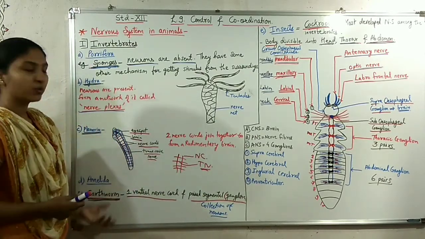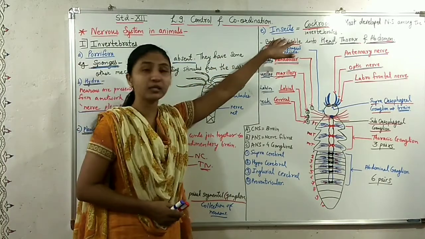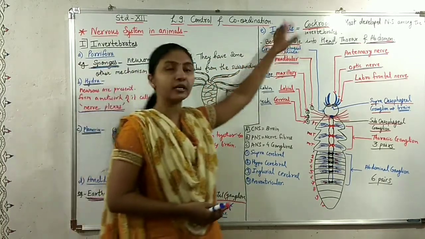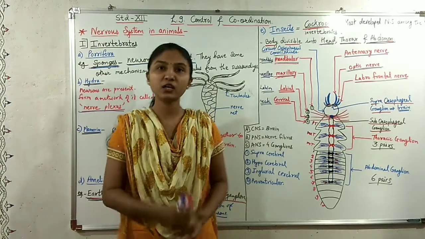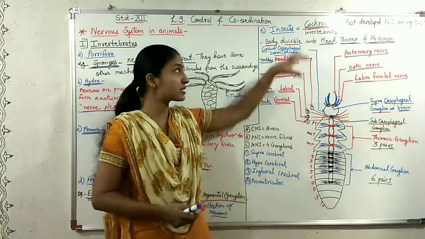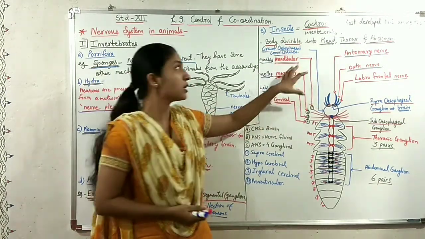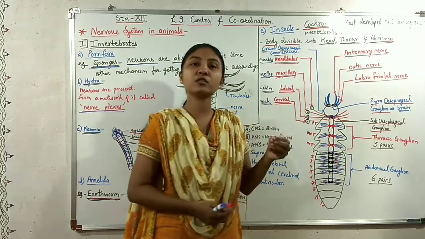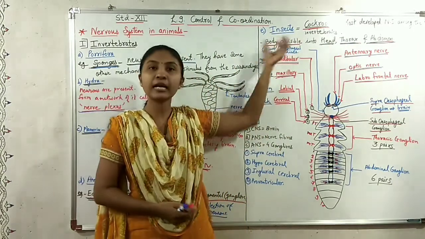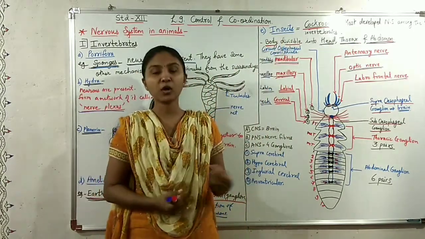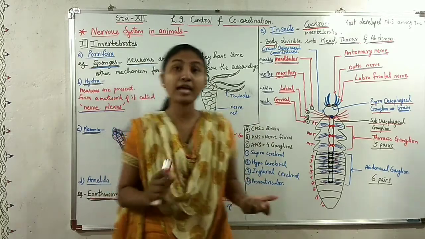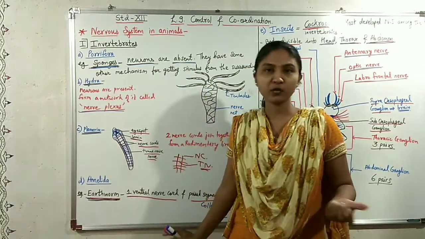Next example that we are going to see are the insects. Now, to understand the nervous system of insects, let us see the nervous system of cockroach. So, in cockroach, or you can say the insects, have the most well developed nervous system as compared to the other invertebrates.